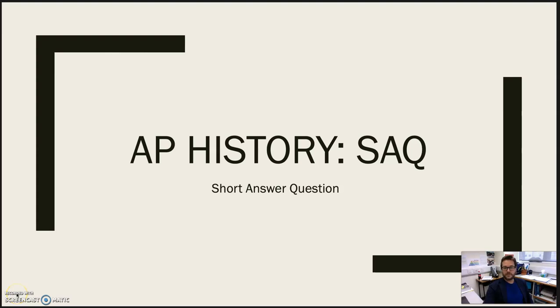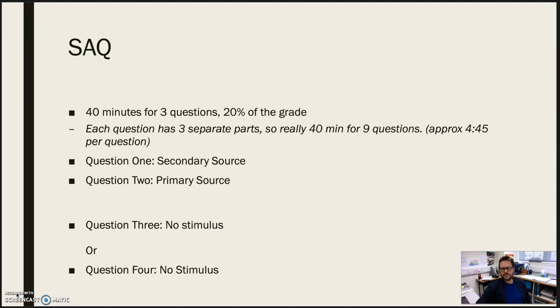Alright guys, today we're going to be looking at the SAQ, or short answer question, portion of the AP exam. Essentially you have 40 minutes for 3 questions and it is 20% of the overall grade. Obviously the number one thing would be the multiple choice, number 2 is the DBQ, and then the SAQ is the next highest percentage grade. So, 3 questions.